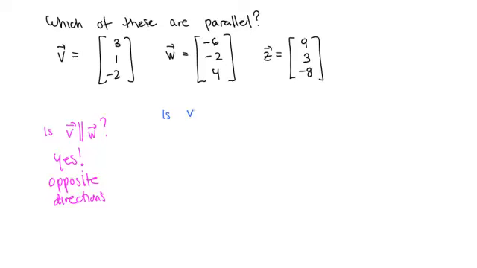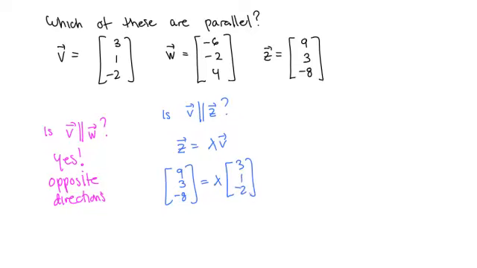Next, let's ask the question, is v parallel to z? Well, that would be the same thing as asking, is z some multiple of the vector v? So z is the vector (9, 3, -8). Is that lambda times the vector (3, 1, -2) for some magic value of lambda? Now, if we scale the right-hand side, we're going to get 3 lambda, lambda, and -2 lambda. And so that gives us three equations and one unknown. The first equation is 9 is equal to 3 lambda. The second equation is 3 is equal to lambda. And the third equation is -8 is equal to -2 lambda.